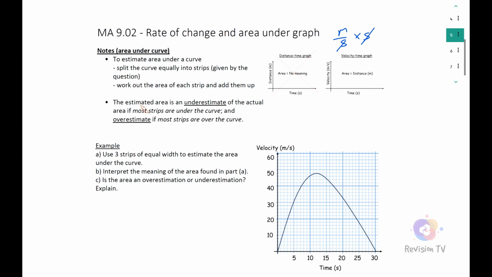Okay. Now the estimated area is an underestimate of the actual area if most strips are under the curve. Well, it makes sense, right? If a curve is like this and you have to estimate it, you will see some gaps in there, and we will talk about that later. This is quite a common question. Usually, the exam will ask whether it's an estimate, overestimate or underestimate.